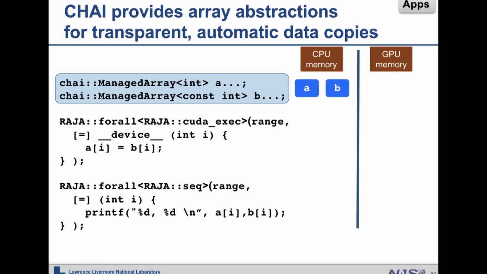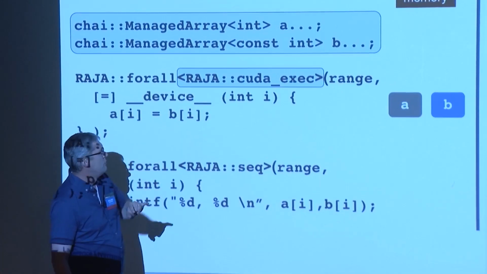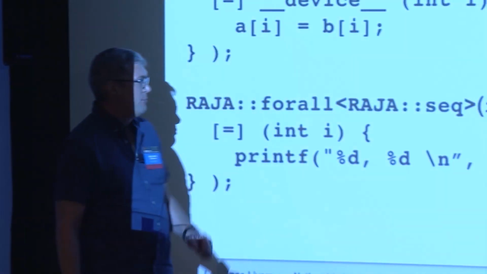It provides these managed array abstractions to make the data copies kind of transparent. Apart from this top part here, it looks the same as if you were using unified memory. So if you have two managed arrays, say A and B, and they're allocated and initialized on the CPU, if you go into a CUDA kernel, the infrastructure knows whether or not those arrays were actually used in the CUDA device environment previously. And if not, they will be copied down to the GPU memory, okay?